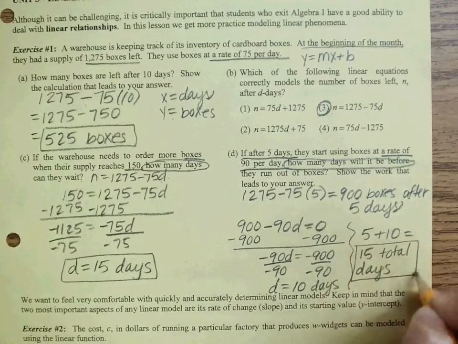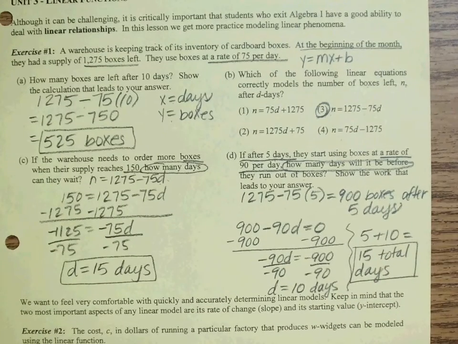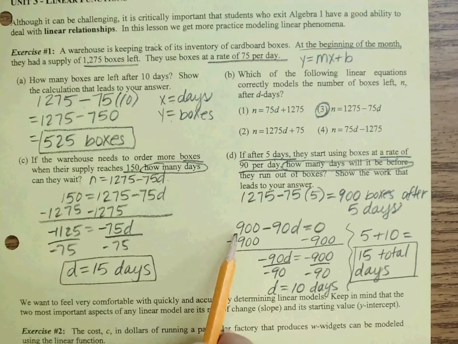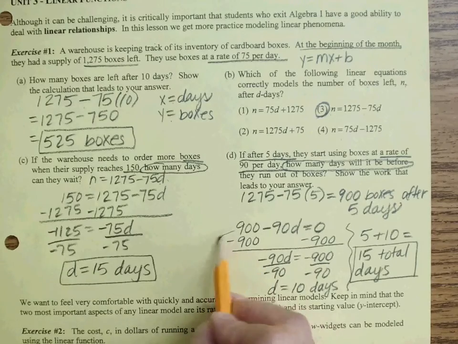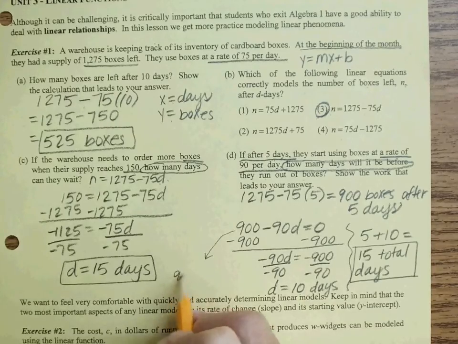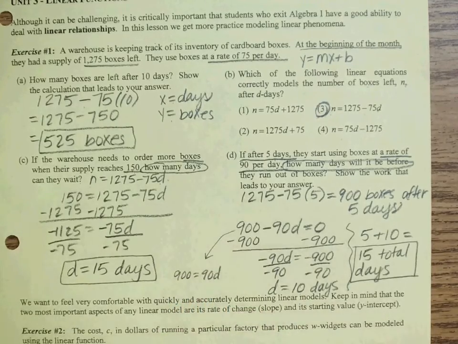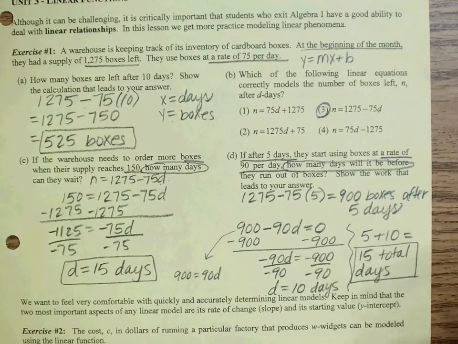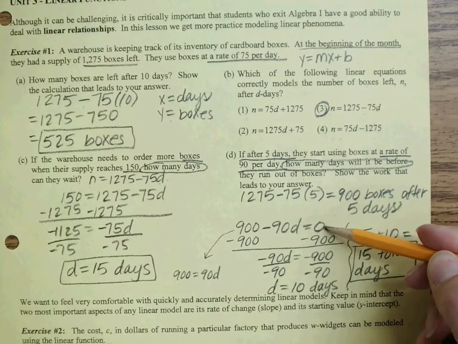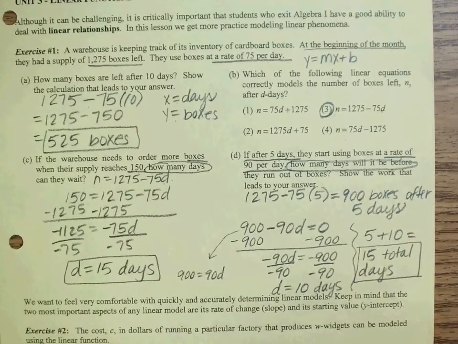Okay, so again, definitely a multi-step equation on this one. I told you there could be another equation. It could be a little bit more simple. So what you could have done is 900 is equal to 90D. Just showing you variations, okay? But since we have been working with slope-intercept form, that equation works just fine.